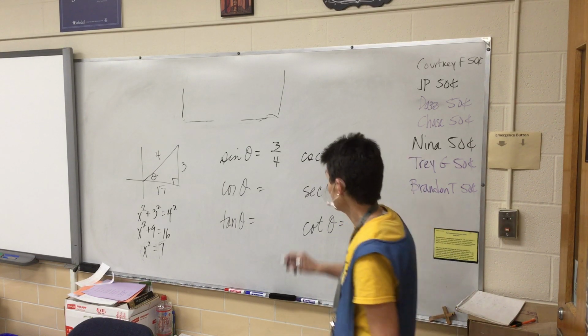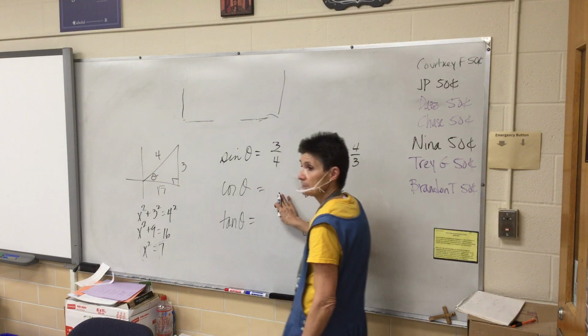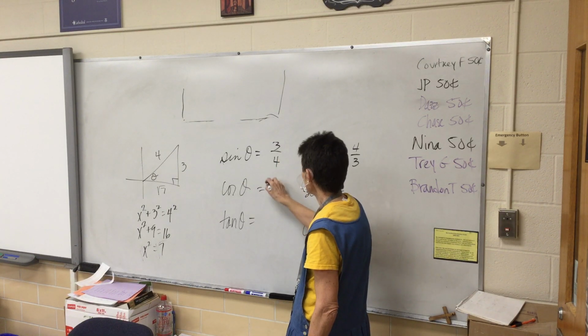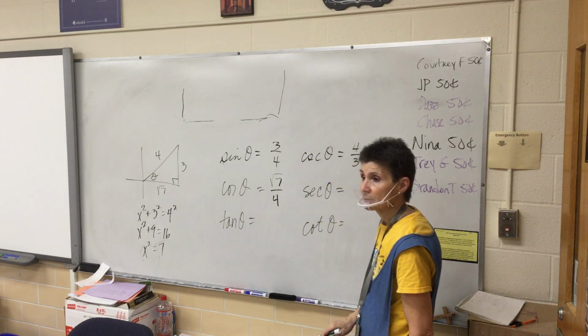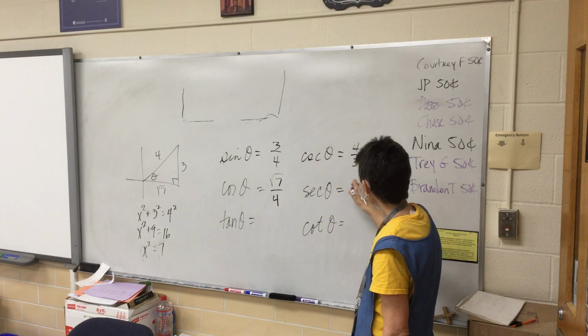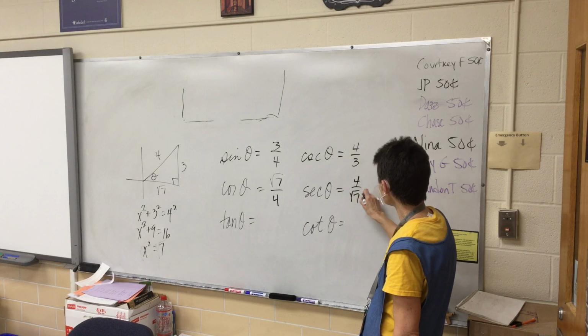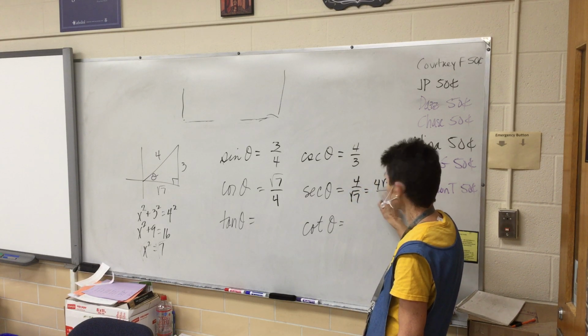What's cosine? Root 7 over 4. Adjacent over hypotenuse, which means its reciprocal is 4 over root 7, or 4 root 7 over 7.